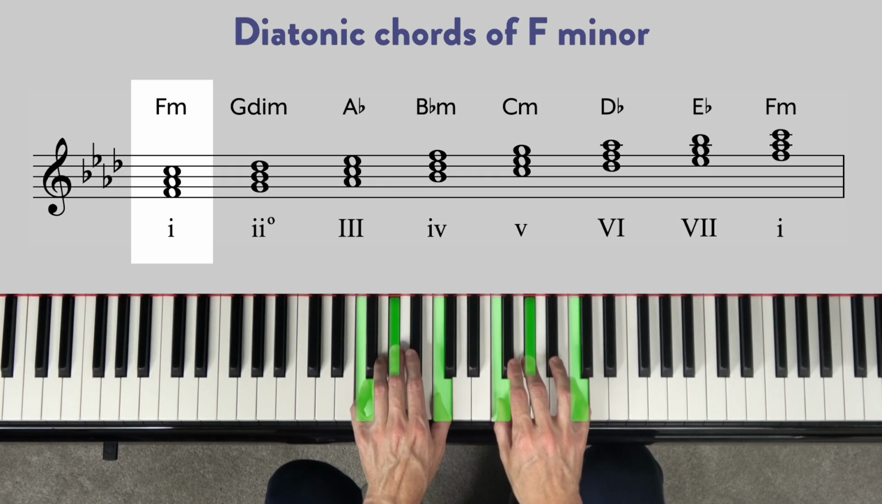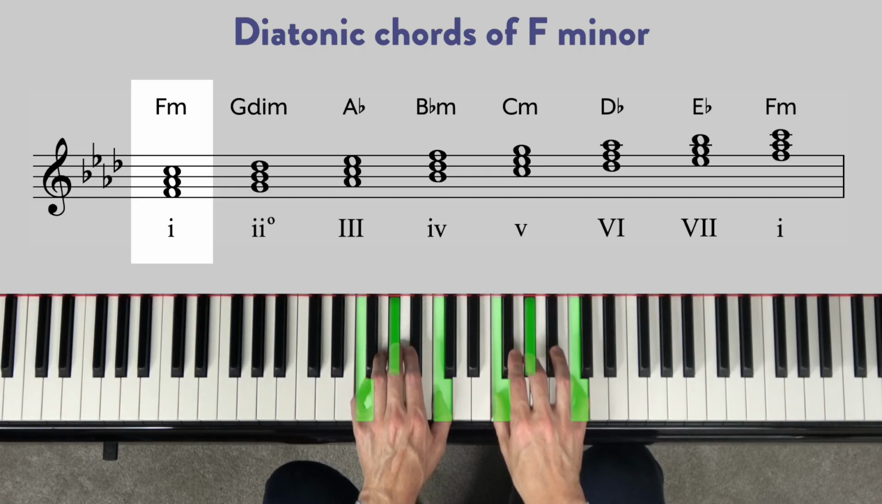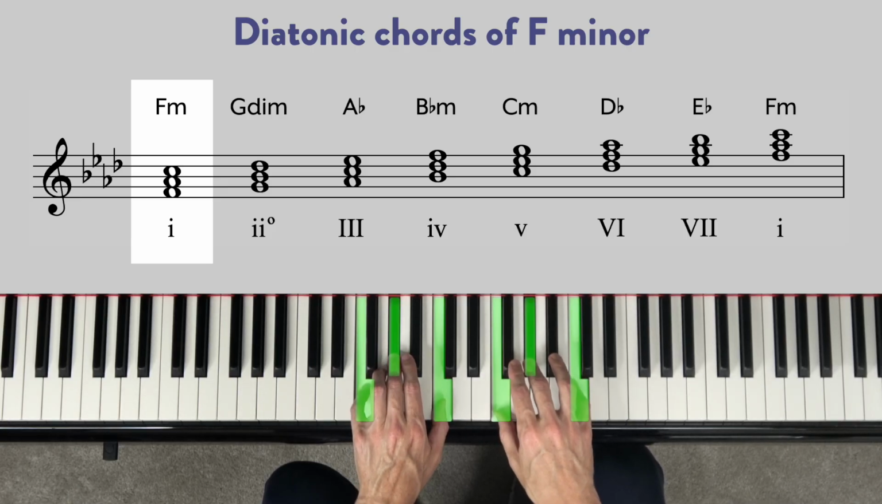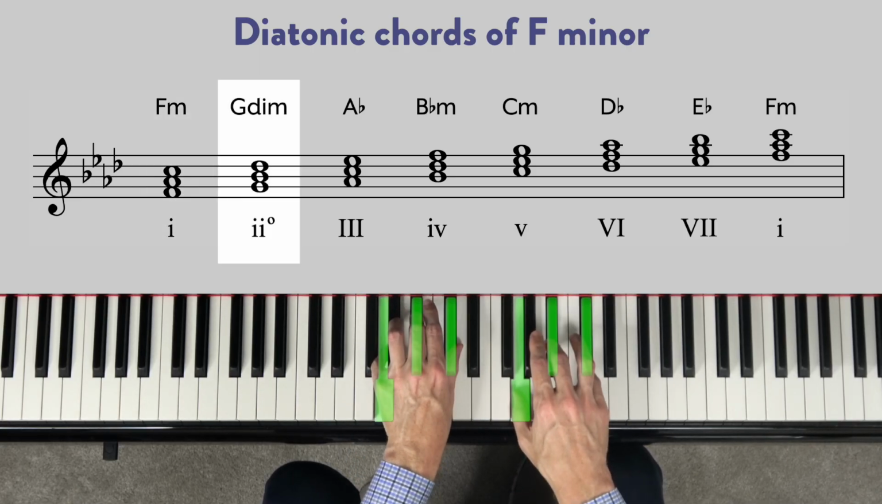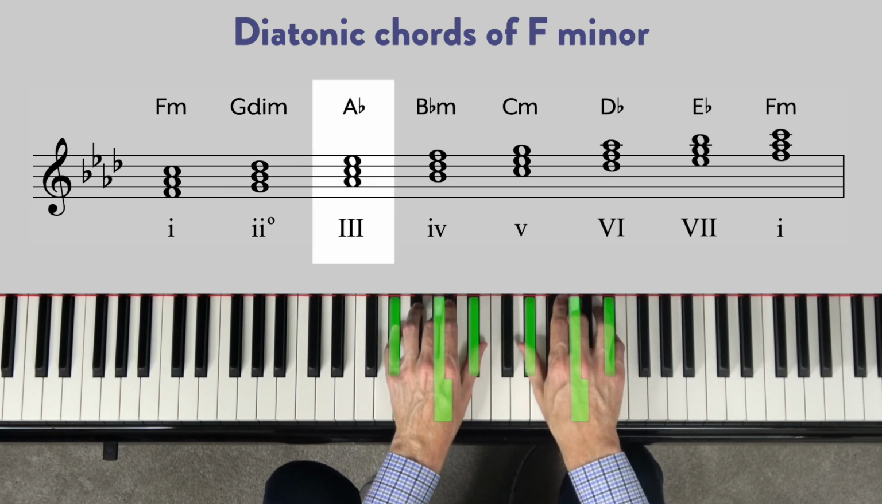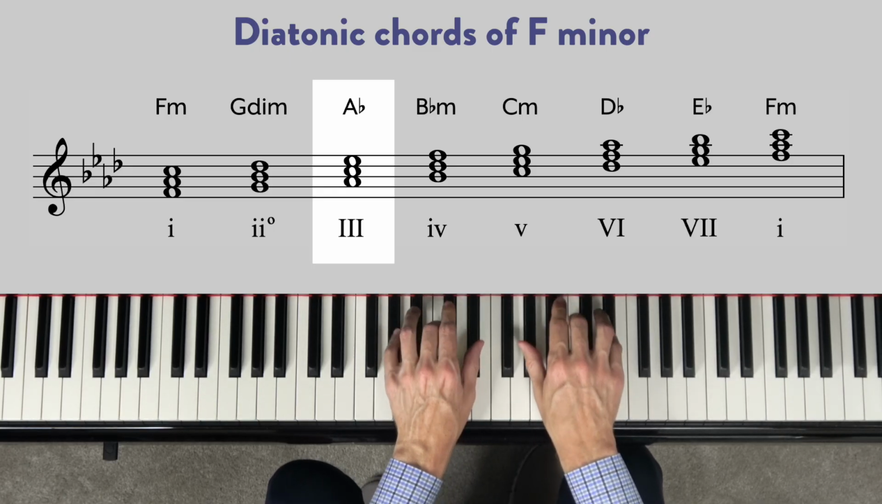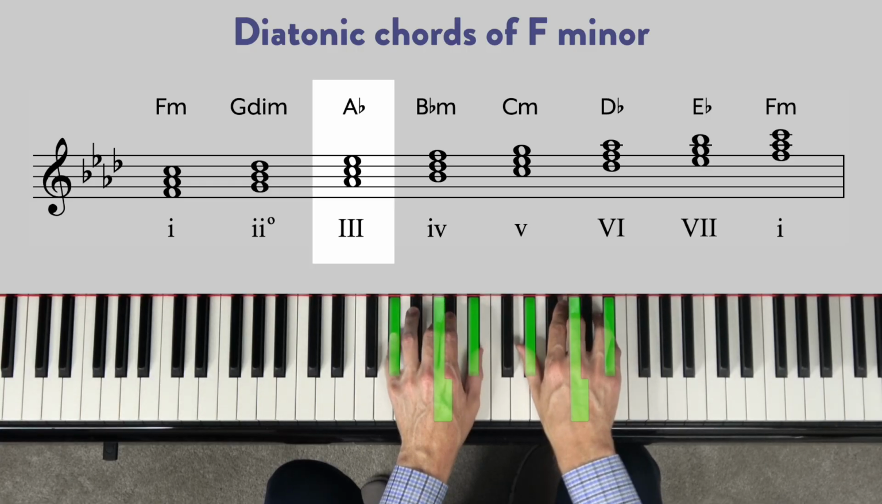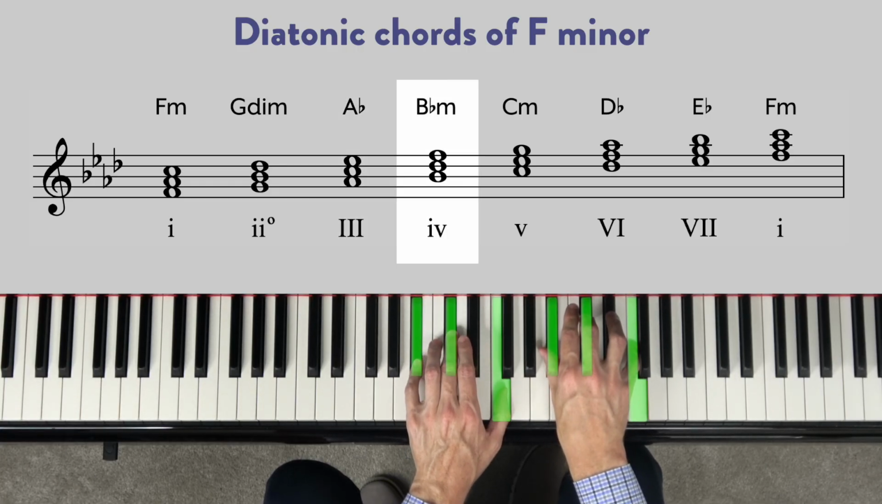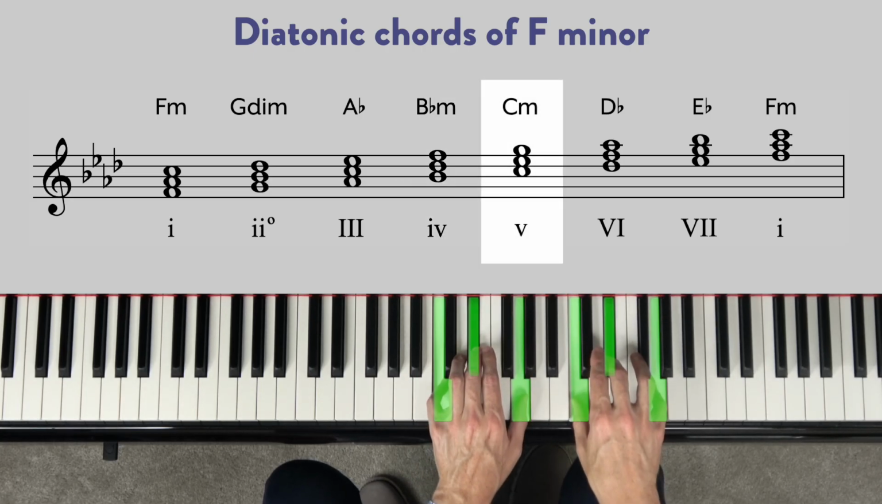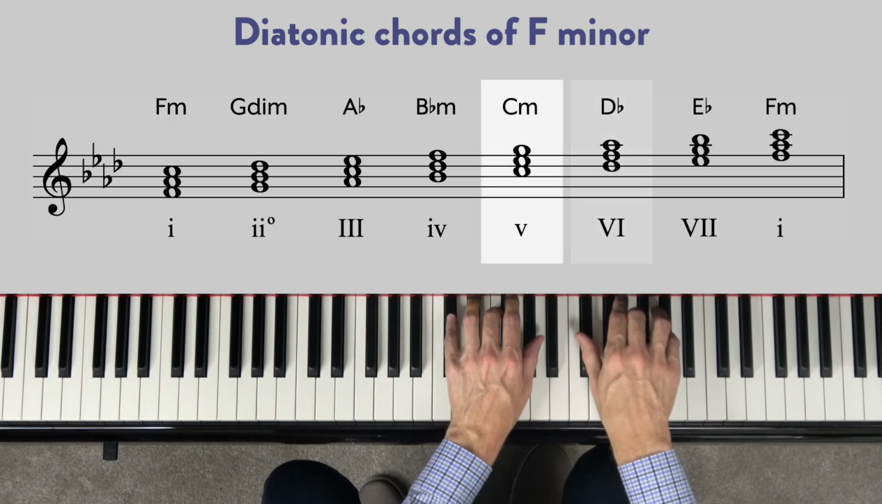So now, here's our one chord. Go ahead and play these chords and name them out loud with me. F minor one chord, and then we'll step up to G diminished two chord. Go ahead and play and name each chord with me. A flat major three chord. Say that out loud. B flat minor four chord. C minor 5 chord. Play and say it.